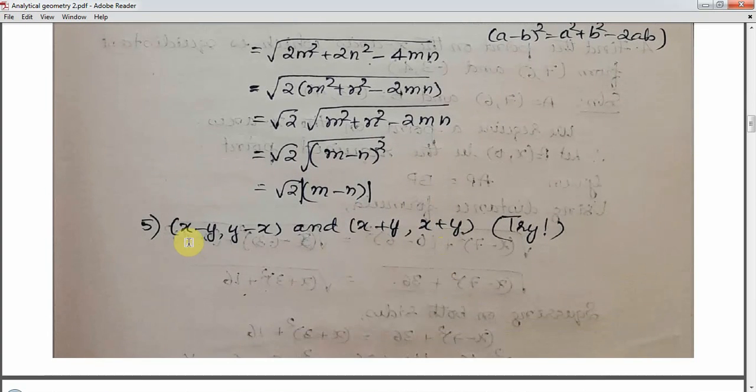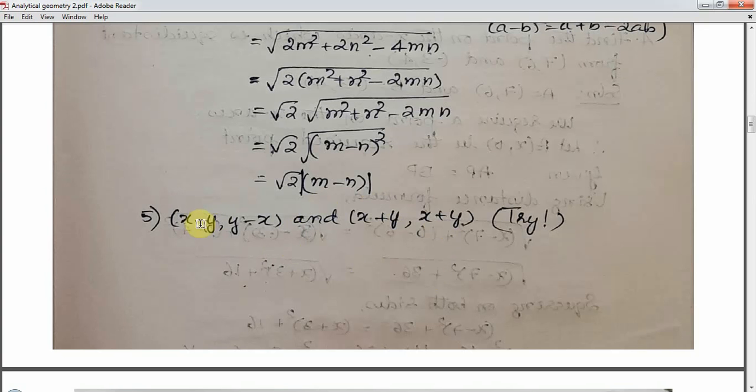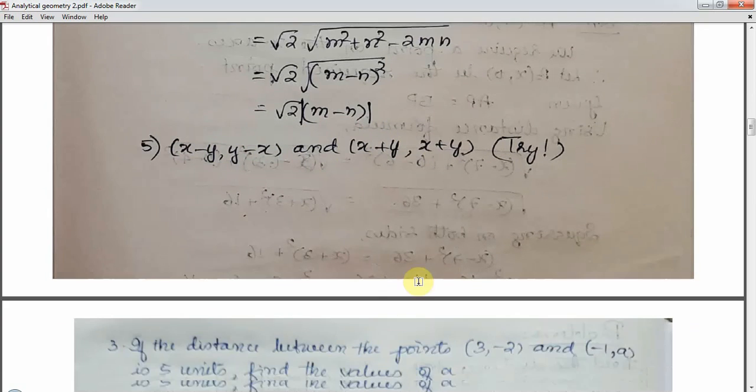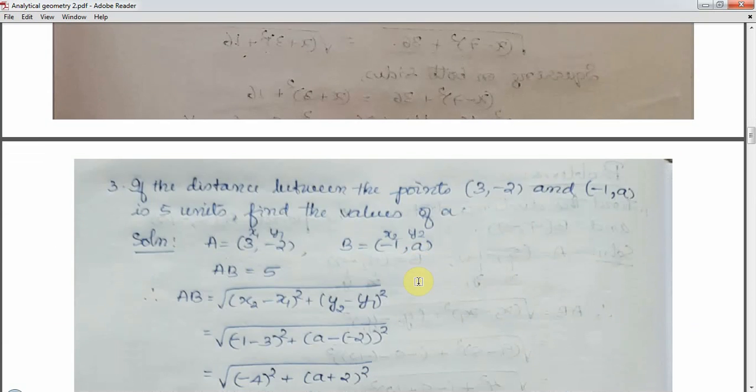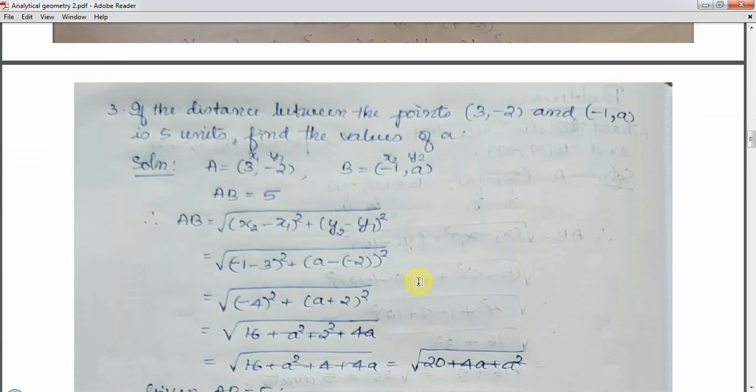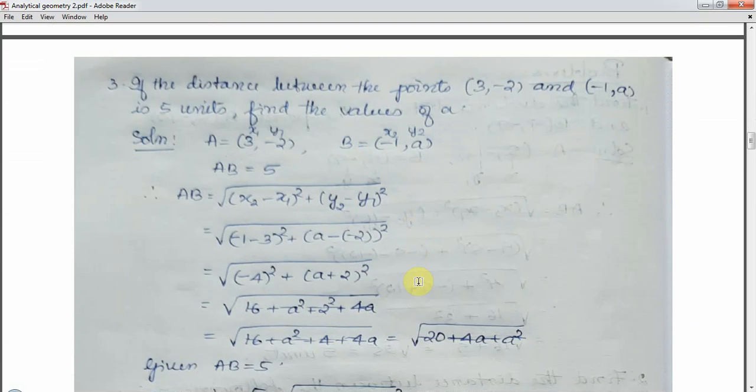Similarly, the fifth problem, the first point is x minus y, comma y minus x. Second point is x plus y, comma x plus y. A little tricky one, not tricky exactly, you should be careful with x and y. You can apply the distance formula. We'll call this point A, call this point B. Then you can directly apply the distance formula. Little applications of distance formula.